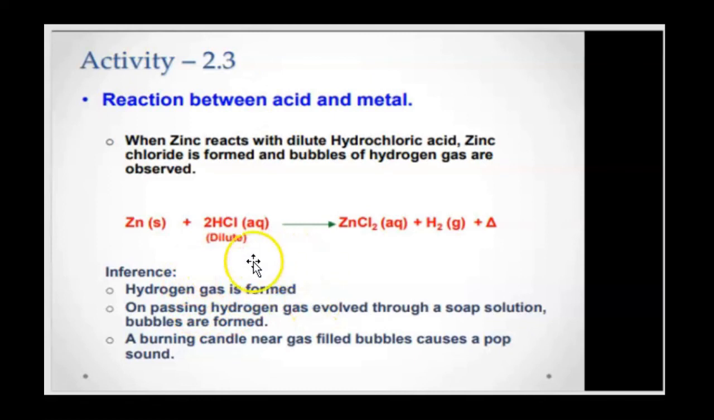The second inference is that on passing the evolved hydrogen gas through a soap solution, bubbles are formed, and these bubbles contain hydrogen gas. And the third inference is that a burning candle near gas-filled bubbles causes a pop sound, which indicates the presence of hydrogen gas.